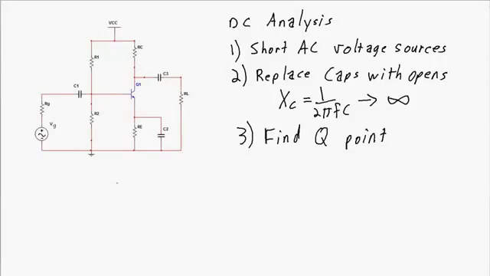To do that, to do the AC analysis, there's also a number of steps that I'm going to go through. First of all, I want to eliminate the DC portion of the circuit. So I'm going to eliminate the DC sources. These are all voltage sources, so I'm going to short all the DC voltage sources.